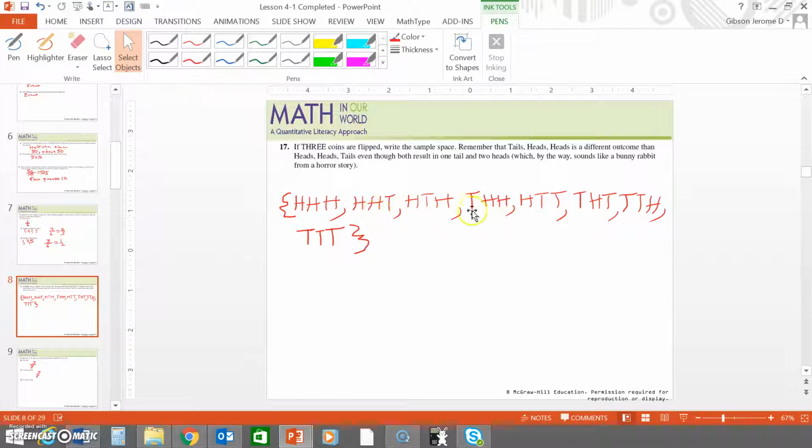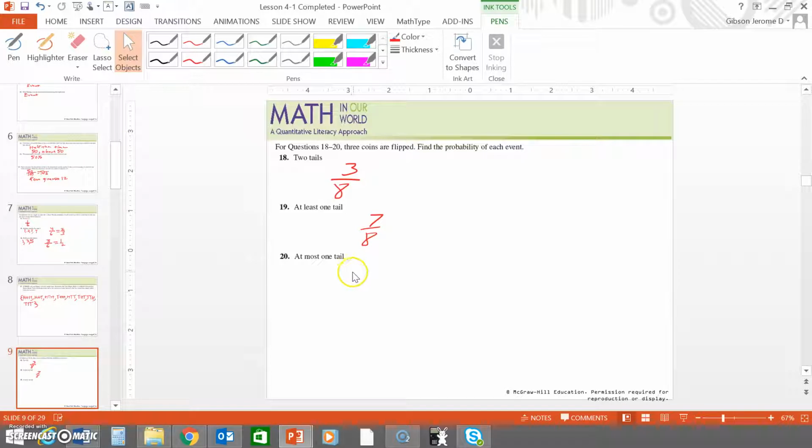So if it's at most one tail, that means that we could also pick one that does not have any tails at all. So it'd be 4 out of a possible 8. And we could simplify that, and that would give us 1/2.